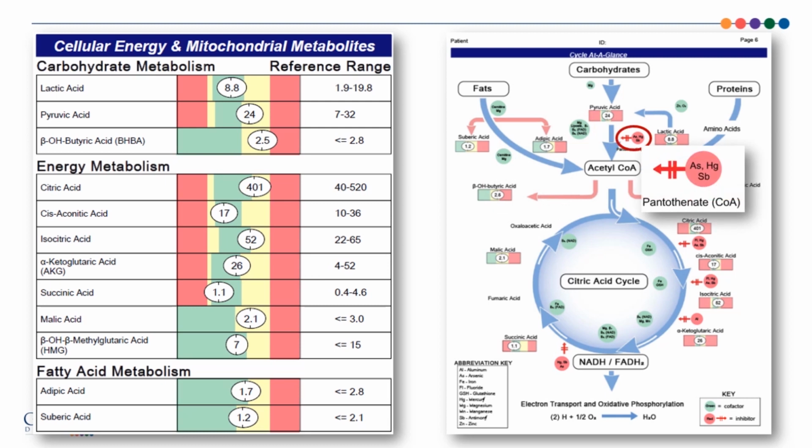Now, bear in mind that there is also the possibility that various toxics can block the pathway. So if pyruvic acid had been elevated, and I know it's not here, but if it had been, it may also be that it's arsenic, mercury, and antimony that are elevated, creating a blockage. More typically with toxics blocking a Krebs cycle function, you'll see a more global shift to the right.